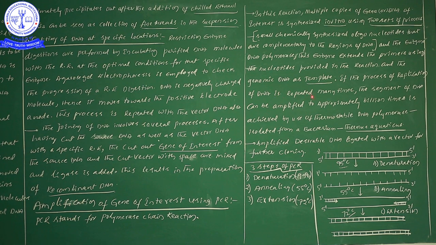If the process of replication of DNA is repeated many times, the segment of DNA can be amplified approximately a billion times. This is achieved by the use of thermostable DNA polymerase, isolated from the bacterium Thermus aquaticus. So in the PCR technique, the enzyme we use is thermostable DNA polymerase, and this enzyme is isolated from Thermus aquaticus.